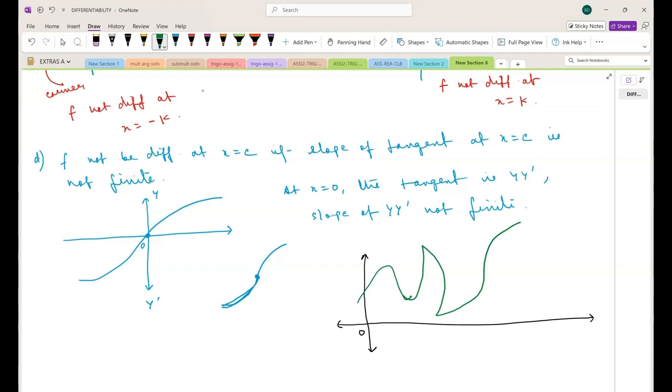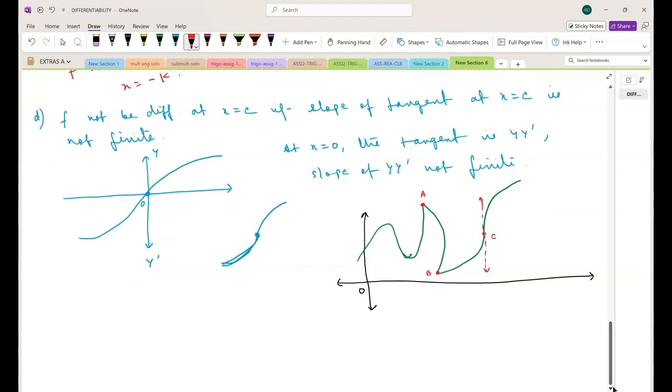That means corner, corner, and more approximately here, the curvature of the graph changes. So these are the points A, B, and C. Because at the point C, this is the tangent, which is parallel to y dash and hence not defined. So these are the points where the function won't be differentiable.